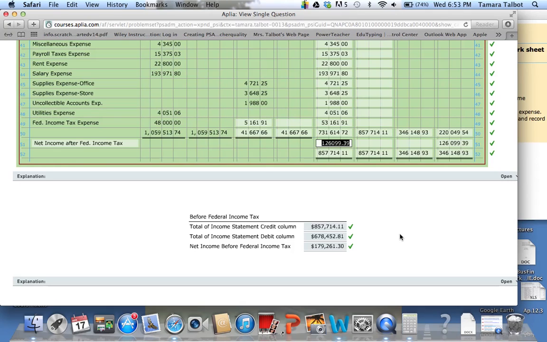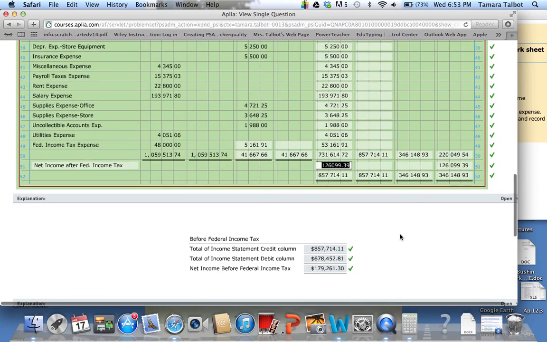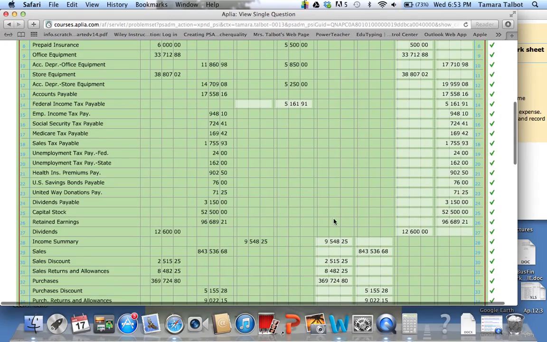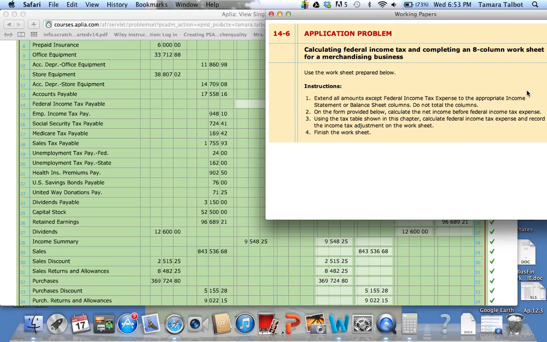So that is how you figure out the net income before federal income tax, and then actually how to figure out the federal income tax. It's a little complicated, but hopefully you can get through this.